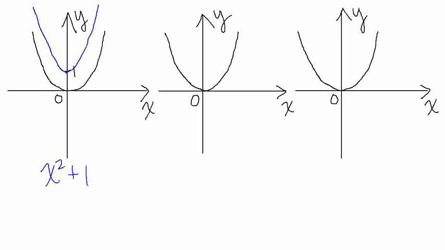What about if, instead of adding 1, I subtracted 2? Again, make a table of corresponding x and y values, and what you will notice is that the new y values are decreased by 2. That will have the effect of lowering the graph by 2 length units. So it's shifted down.